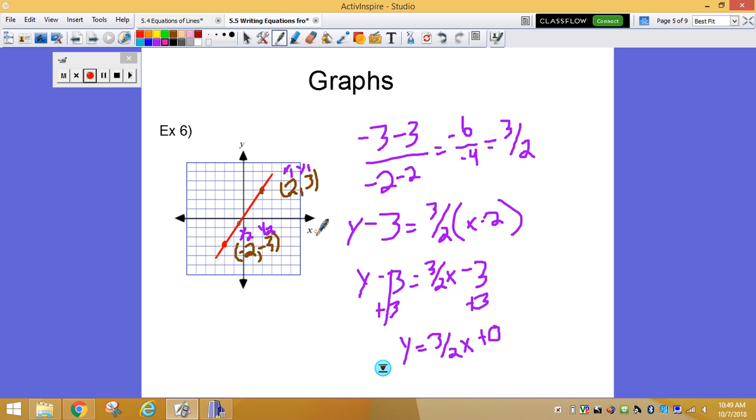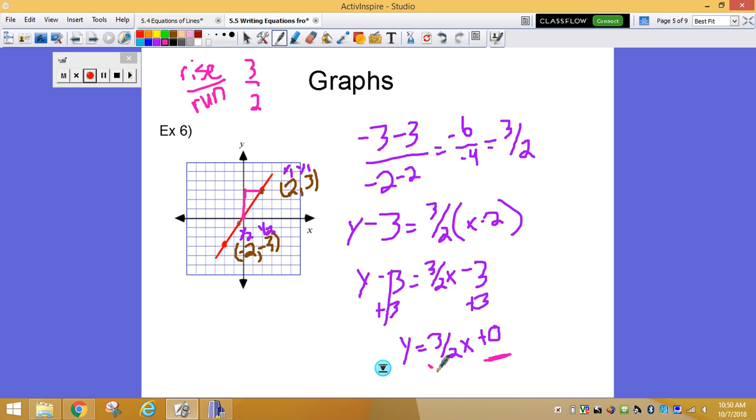Your y-intercept, this very last number, is where it crosses your y-axis. So this crosses your y-axis at 0. So that's how I got the plus 0 at the end. And then if you remember, slope is really rise over run. So you can pick any point. I'm going to pick this one. And if we did rise over run, we go up 3, rise 3, and run 2.